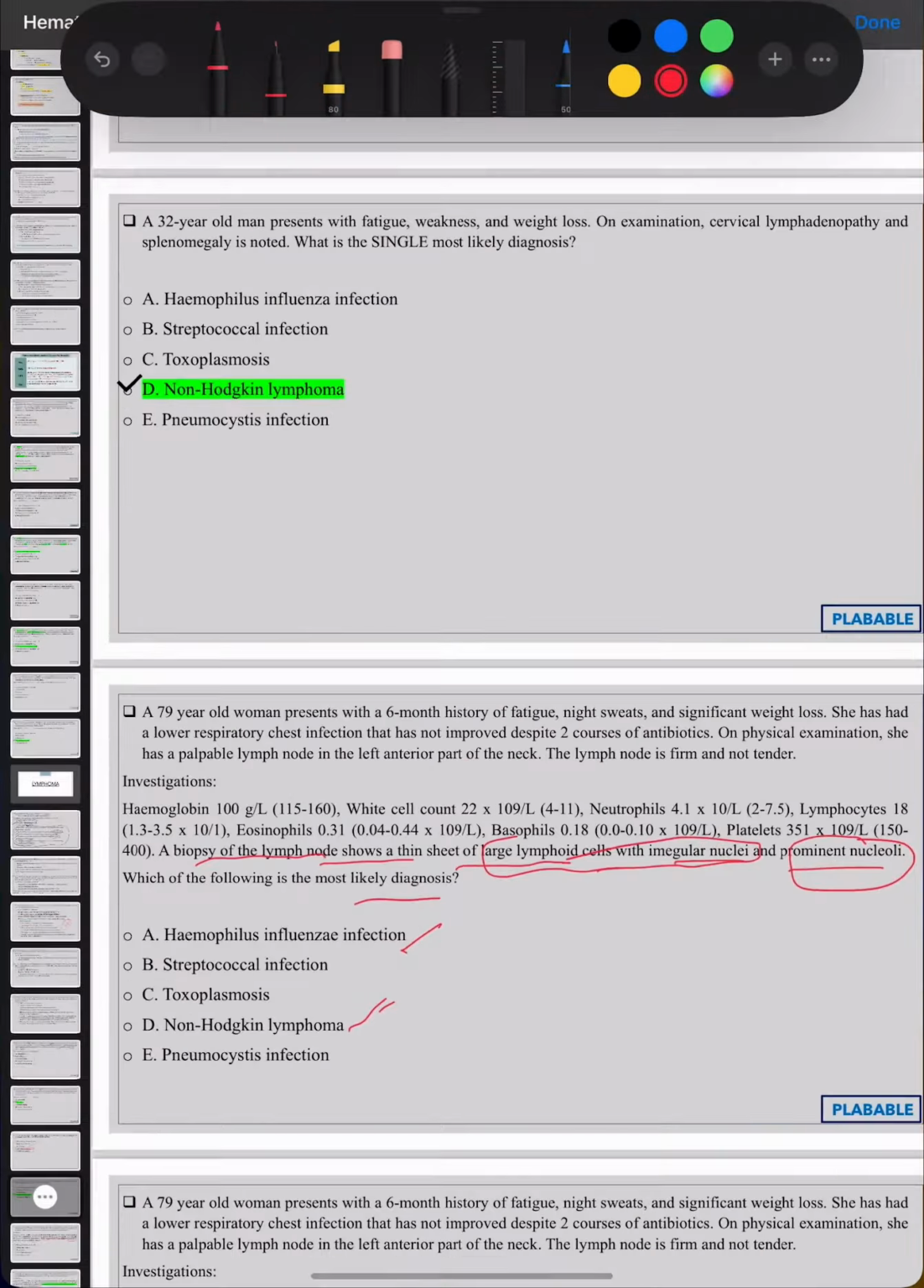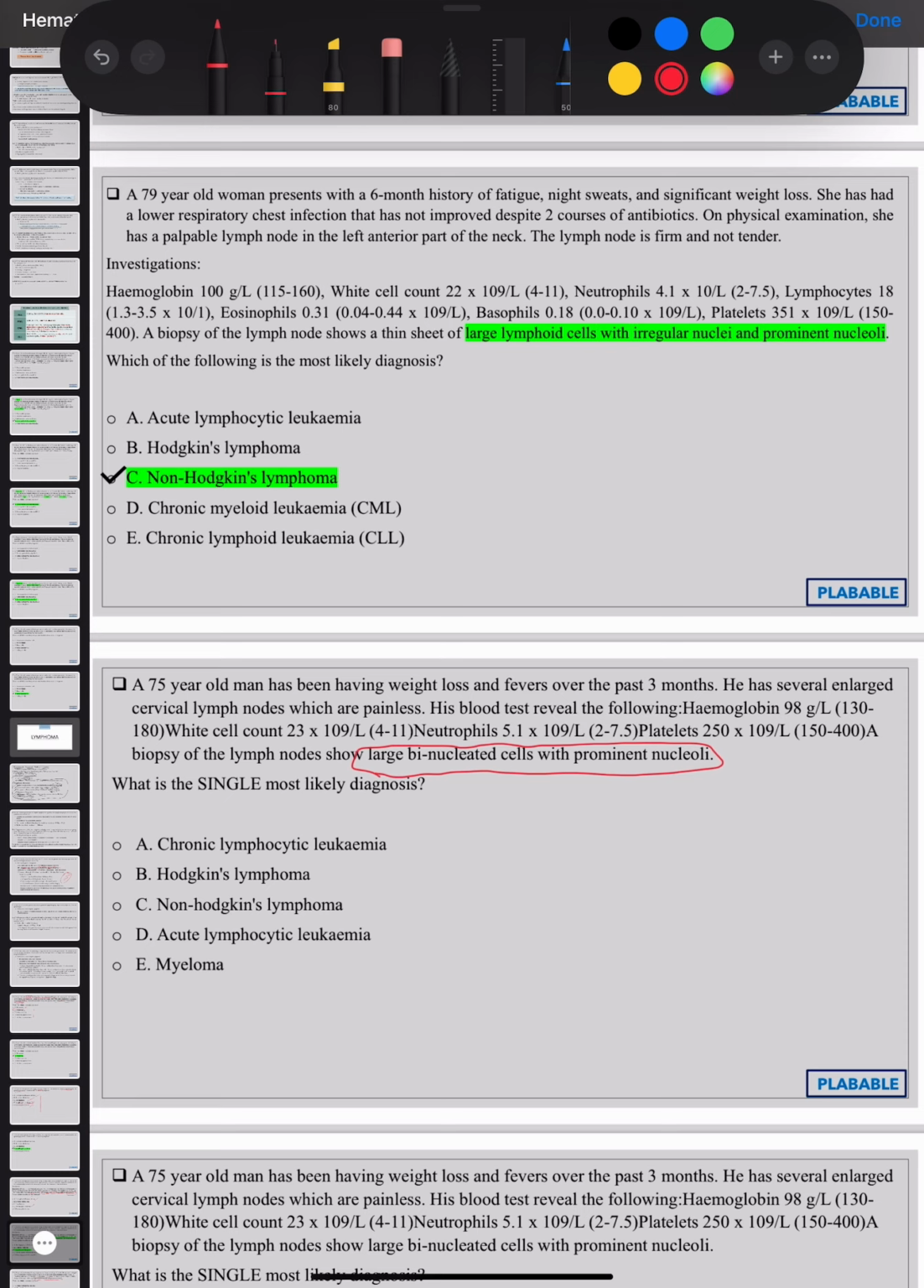The options are given here. Let's just read it from the last line. A biopsy of the lymph node shows a large binucleated cell with prominent nucleoli. So you don't have to read all of that stem. They are just saying blah blah blah. Don't look at this, they'll just kill your time. Just the last line. In most questions, they'll put a hint in the last line or in the last few lines actually. So you have to first read the last line.